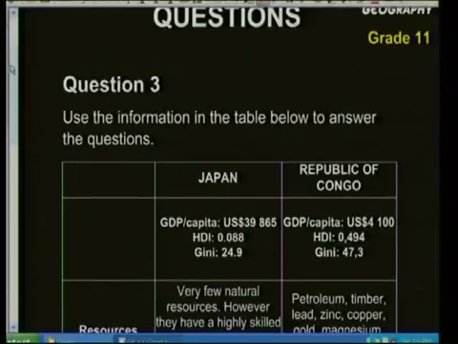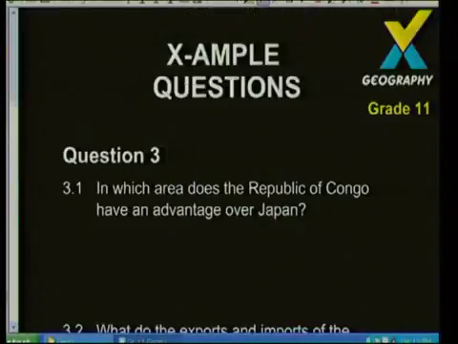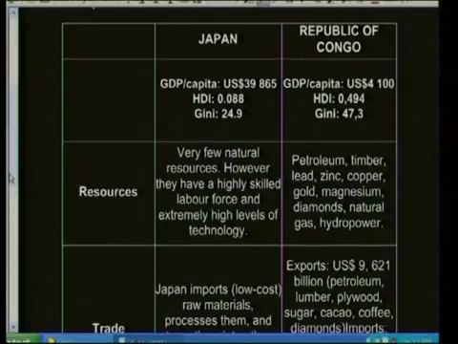And the information is given in the table. We then need to use that information to answer the questions that have been posed to us. So the first question is, in which area does the Republic of Congo have an advantage over Japan? And so we need to go back to our table. In terms of the first set of information, that is basic indicator information. It's giving us the GDP per capita, the HDI, the Gini coefficients, and yes, we can see that there's a difference in that information, but it's purely based on developed versus a developing country.